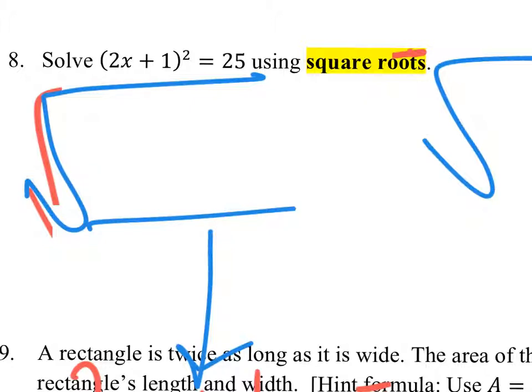Then I do the same thing on this one. 2x is equal to negative 6. I am going to divide by 2, and I get that the second x is equal to negative 3. So these are my answers.